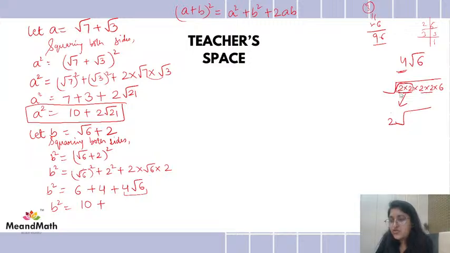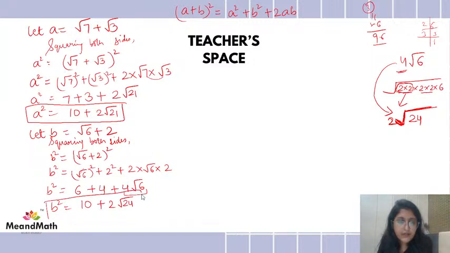From out of this we got one 2 outside of the square root. Now inside what are we left with? 6 times 2 is 12, 12 times 2 is 24. So the converted form of this will now be 2 with the square root 24. So now I will write here 2 root 24 like this. Alright, now it will be easy to compare, because the only difference is 2 root 21 and 2 root 24. So I got the answer over here.